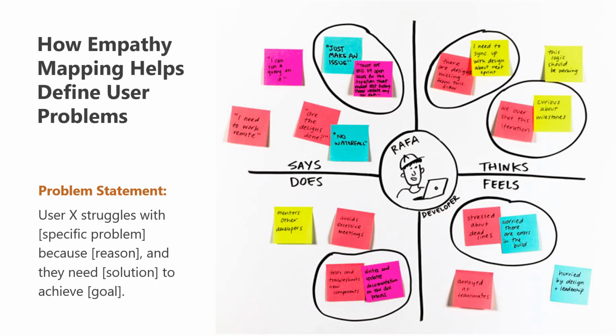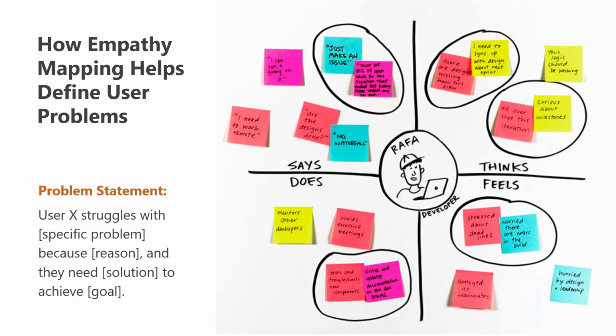So again, says is what does the user explicitly say. Thinks is what thoughts go through their mind, and when you're doing testing, sometimes you might want to even ask them to think out loud. Feels is what emotions they experience, and then does is what actions they actually take.